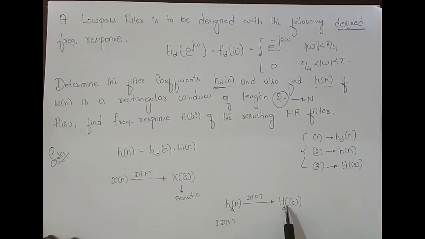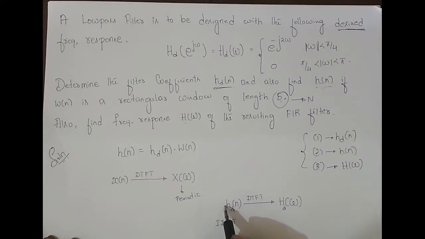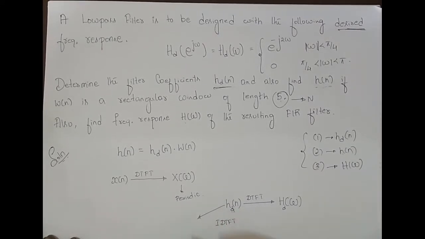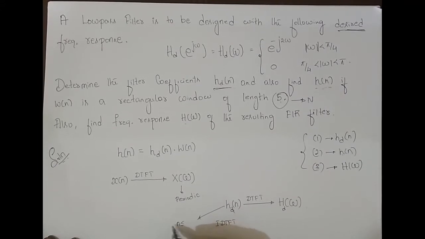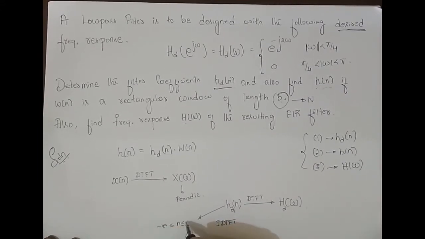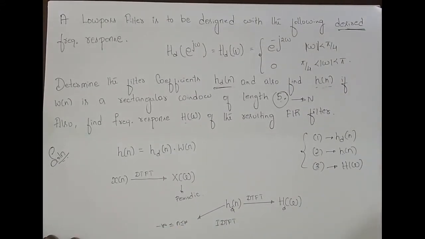Once I take the inverse discrete time Fourier transform of HD of omega, what is this? This is actually infinite in length. Since it's a non-periodic signal, the length of this is infinite, n varying from minus infinity to infinity. Since this is infinite in length and I am designing a finite impulse response filter, I want to make it finite. How do I make it finite?